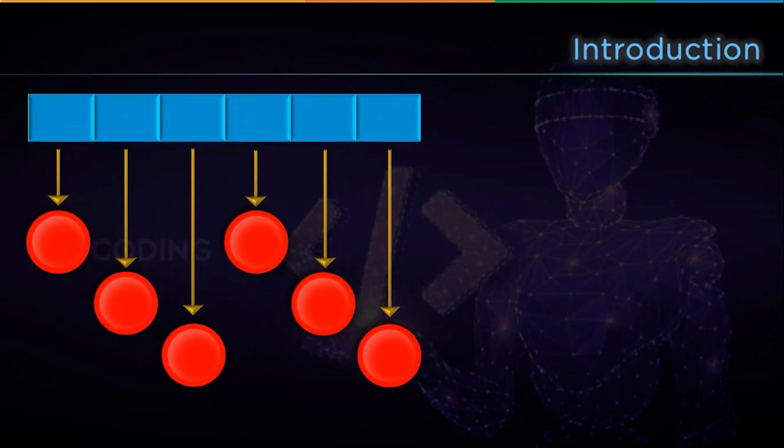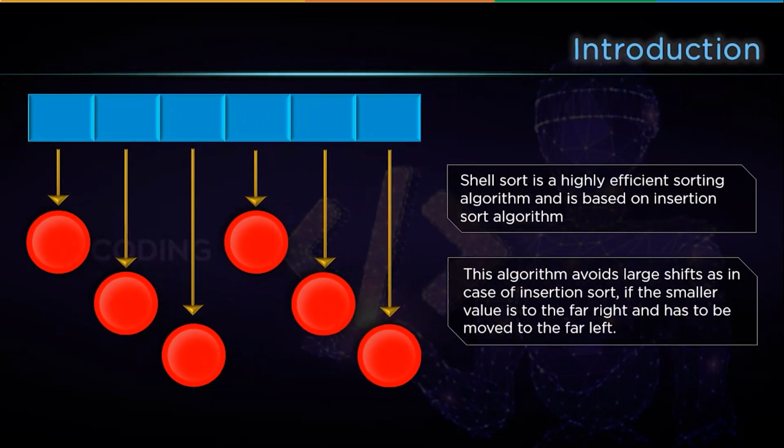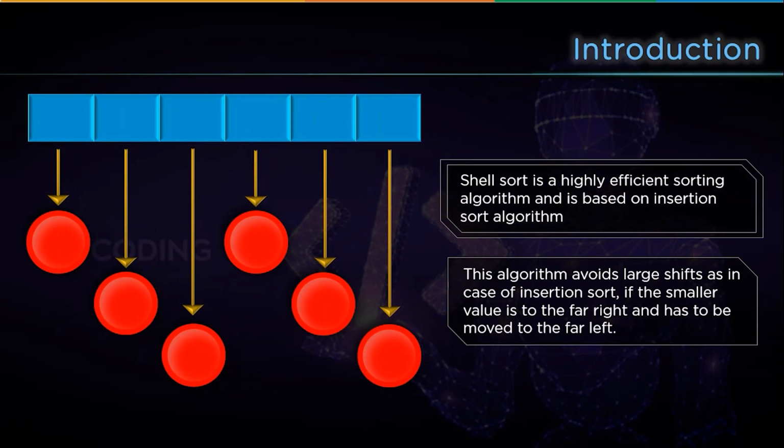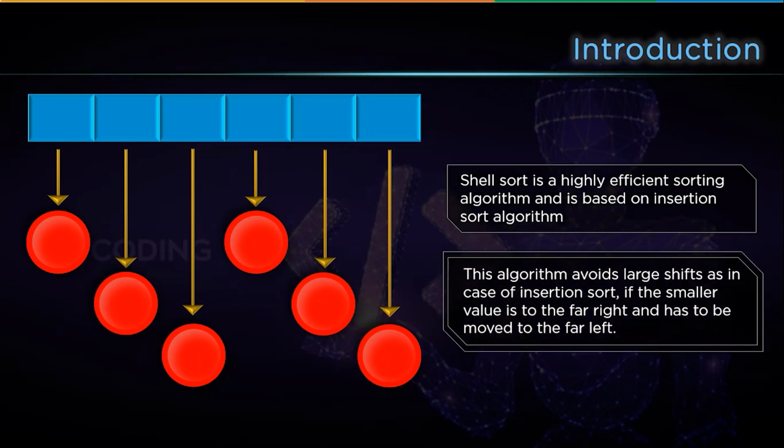So without any further ado, let's get started with an introduction to shell sort. Shell sort is a sorting algorithm that is based on the insertion sort algorithm and it is very efficient. When a smaller value is on the far right and must be shifted to the far left, this method avoids significant shifts as in insertion sort.